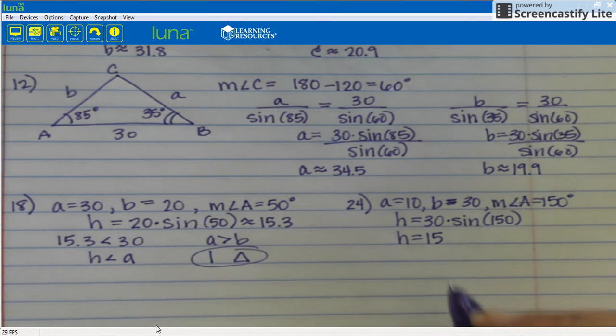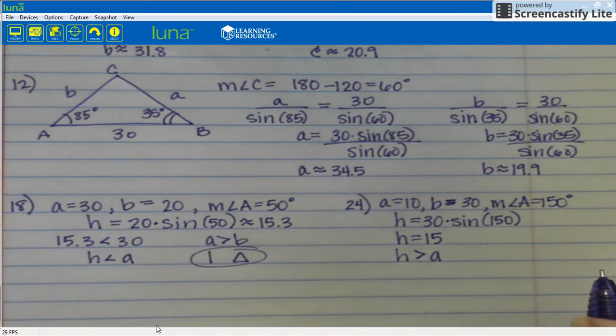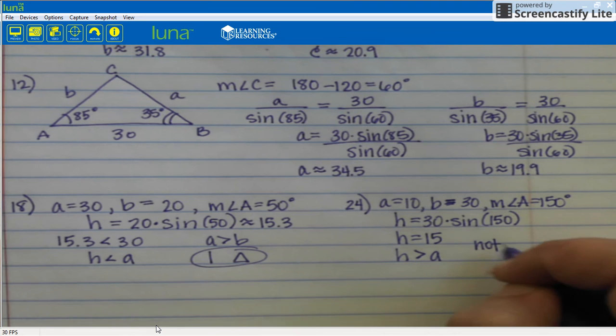Well, this means that your h is greater than your a, which can't ever happen. You can't ever have your height greater than your a. You're either less than your a or you're equal to your a. So when this happens, that means you can't possibly have a triangle.